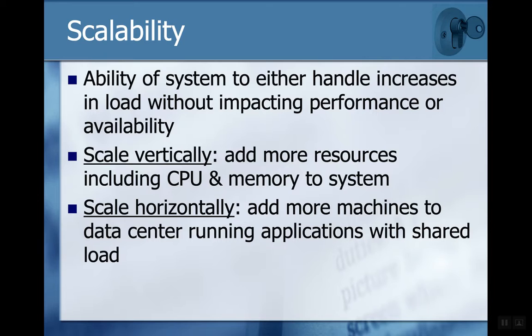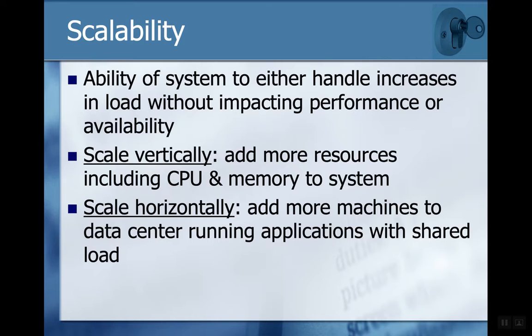Scalability, defined as the ability of the system to handle increases in load without impacting performance or availability. Scalability takes two forms. Historically, you would scale vertically, which means you get a bigger hammer. You get a bigger box. You add more memory. You add more CPU. You get a faster processor. Traditionally, that was the approach. If you were running out of capacity, you would upgrade the entire box, forklift the old one out, and forklift the new one in.